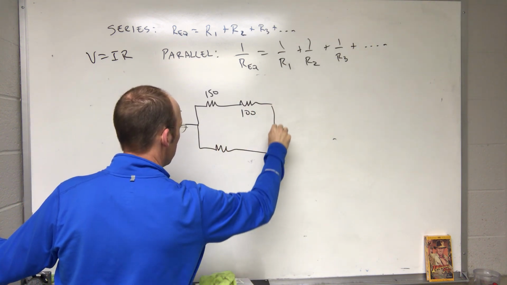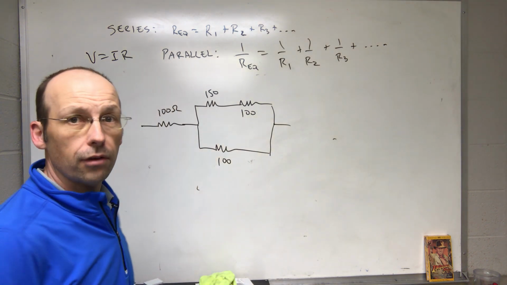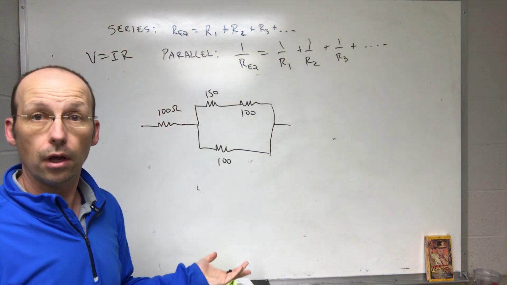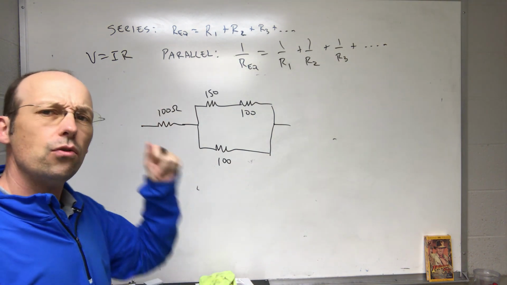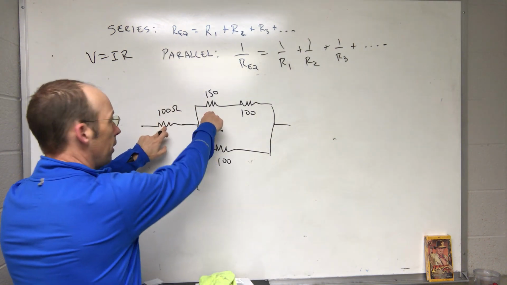I left off the values here. So here it's hard, right? Because you're like, oh, I have 4 resistors, so which formula do I use? Well, you don't. Because you have to say, is this in series or parallel? Is this in series or parallel with that?